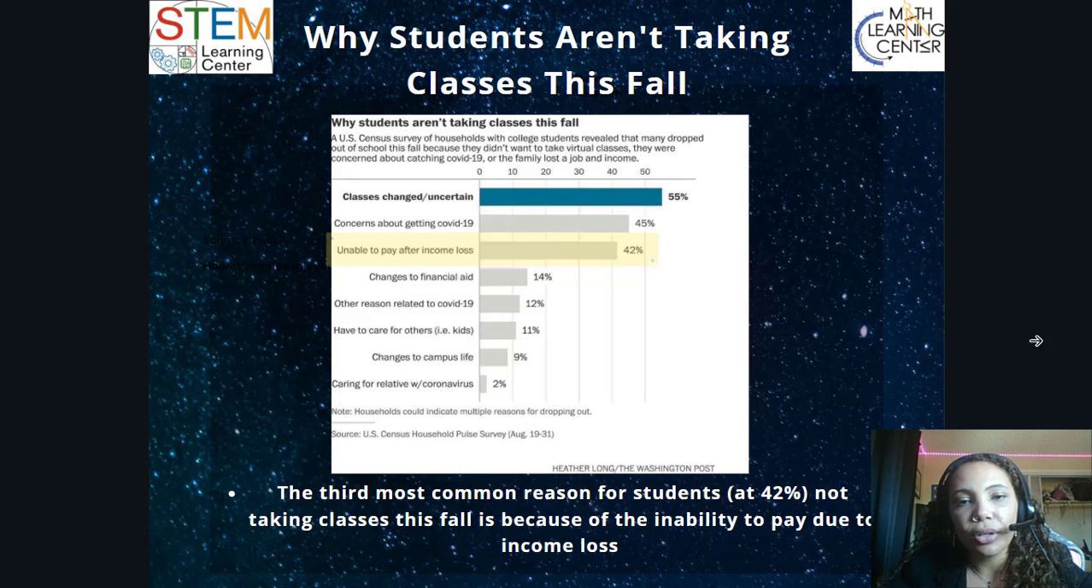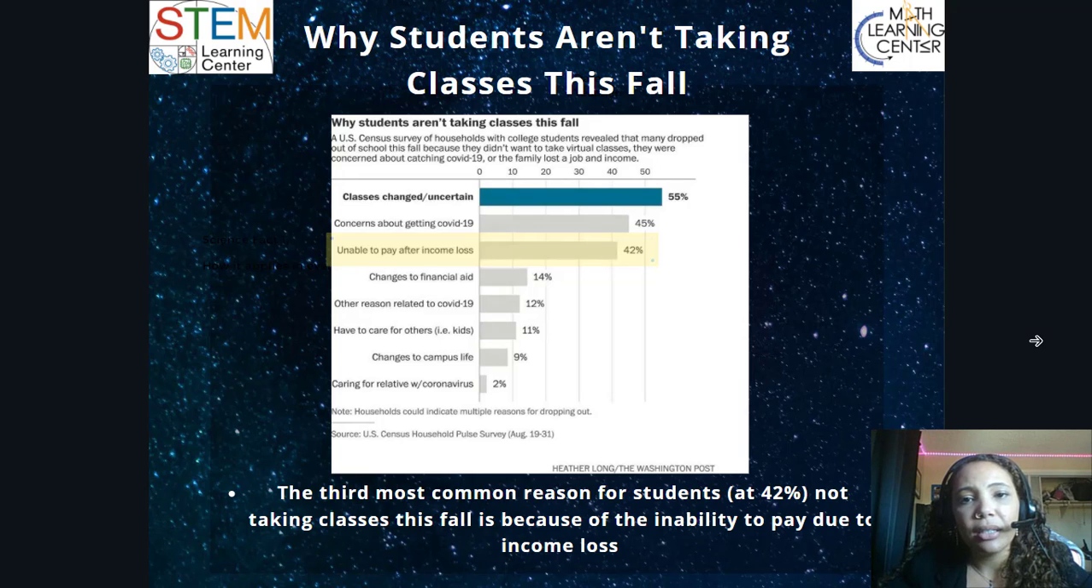So this is a chart with data of why students aren't taking classes this fall. The third most common reason for students, at 42%, is due to them not being able to pay because they had some type of income loss. And I relate to this personally.